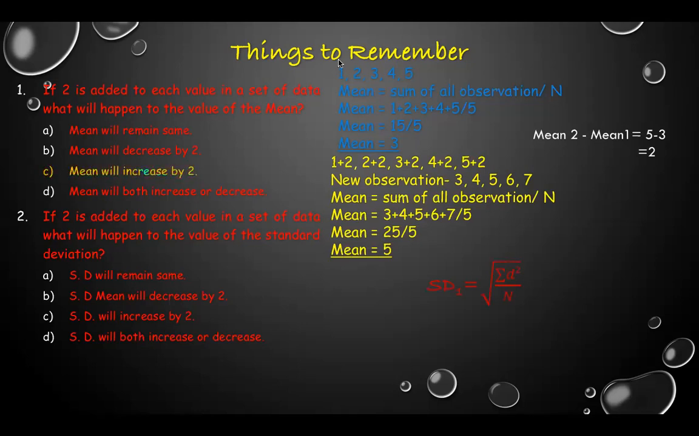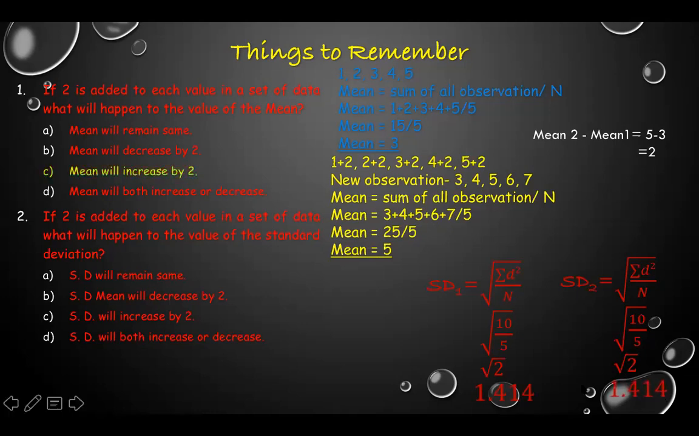Standard deviation of this first data set, that was the original data set, will be equal to the square root of the summation of d square, which is here 10, divided by the number, which is 5. So the standard deviation here is equal to 1.414. And the new data set, what is the standard deviation? We have to check the deviations from the mean: 3 minus 5, 4 minus 5, 5 minus 5, and so on. And here the sum of the squares of the deviations is 10 also. So it is the square root of 10 divided by 5, and it will be equal to 1.414.